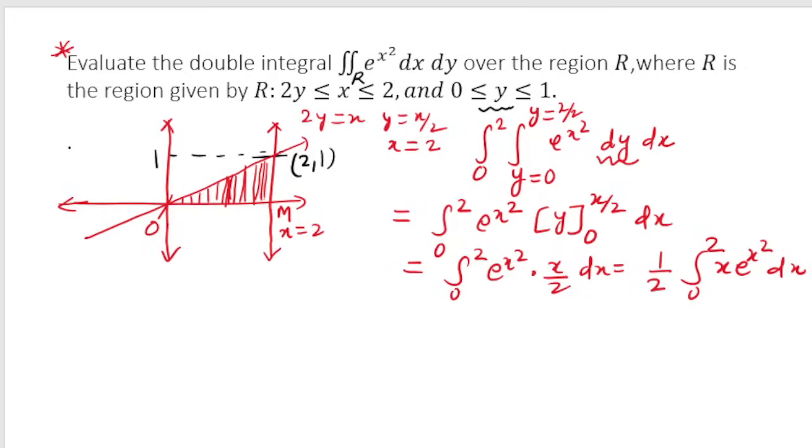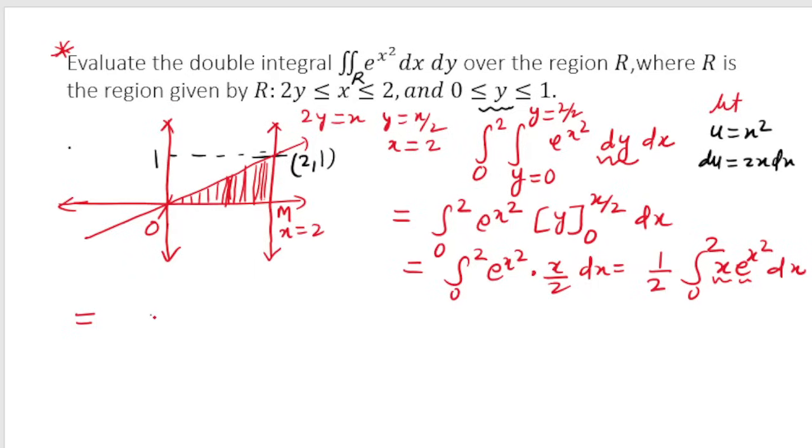You can pause the video and try to integrate, but I am continuing. To integrate this, we can use the method of substitution. Let me explain it. Suppose I say let u is equal to x square. So what is du? du is equal to 2x dx. But here we have x dx.